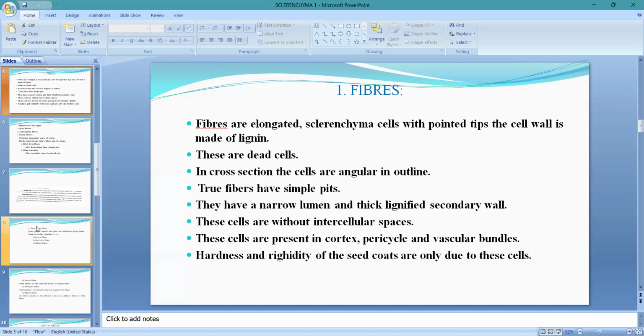The cells are dead cells. In cross section, the cells are angular in outline. True fibers have simple pits. They have a narrow lumen and a thick lignified secondary wall. The cells are without intercellular spaces. These cells are present in the cortex, pericycle, and vascular bundles. Hardness and rigidity of the seed coats are only due to these cells; we observe this in the seed coats.